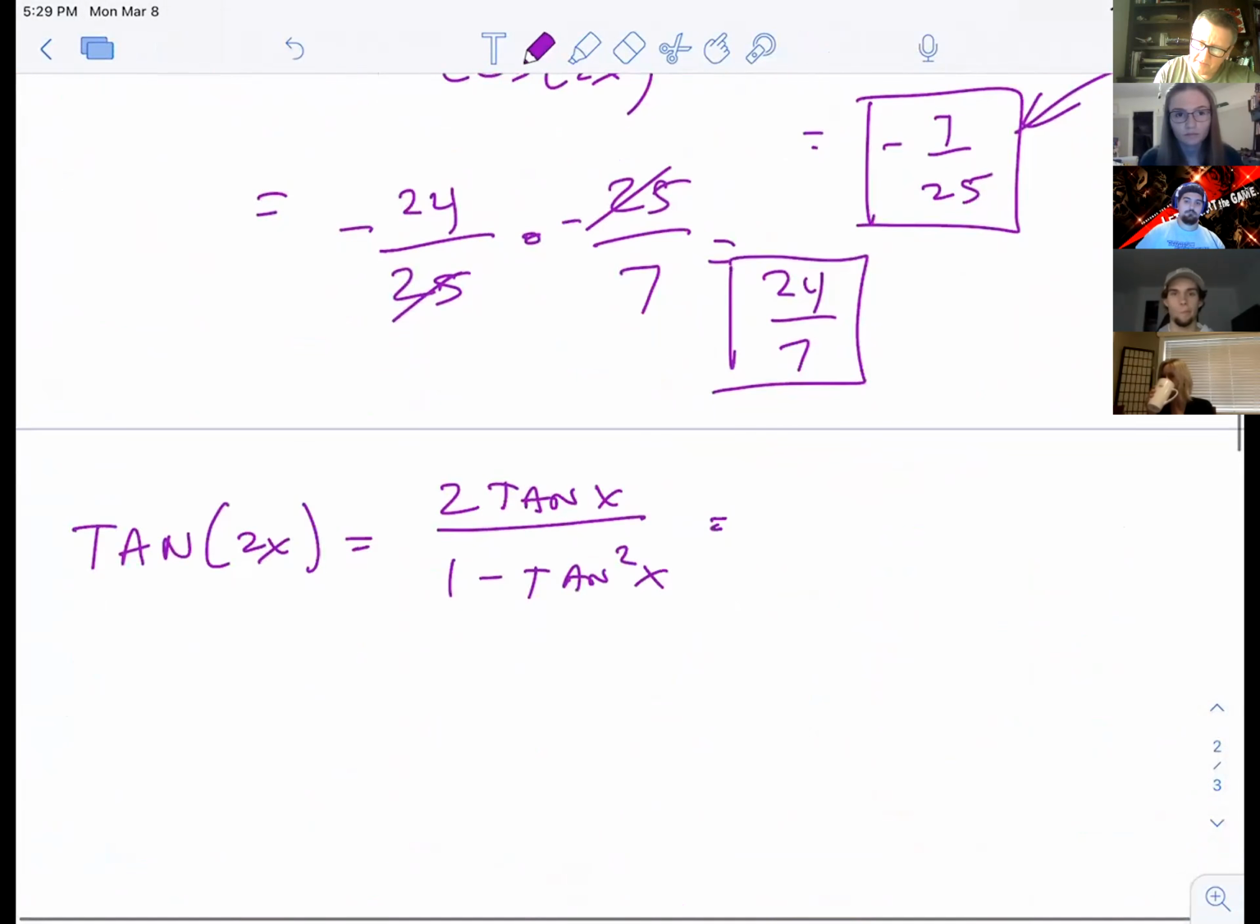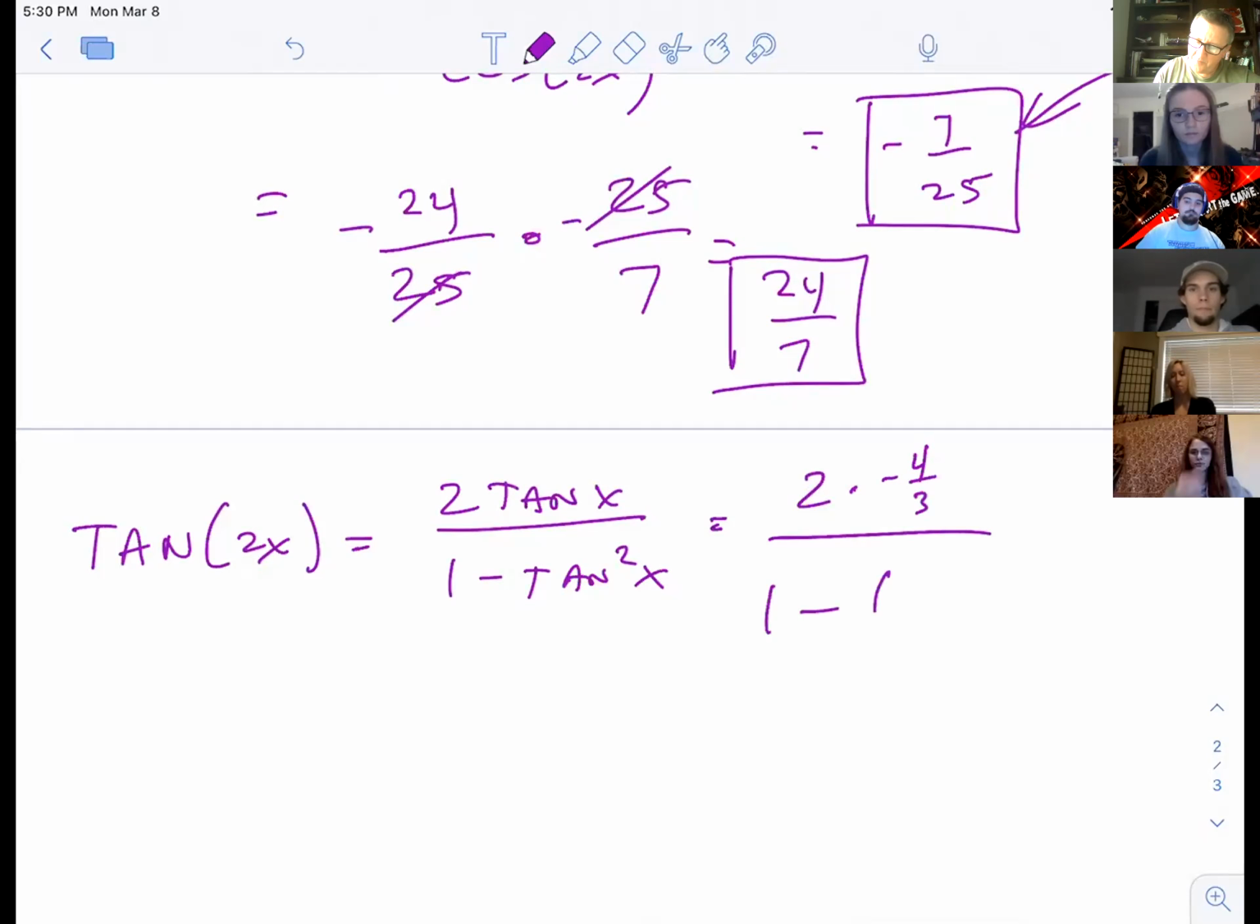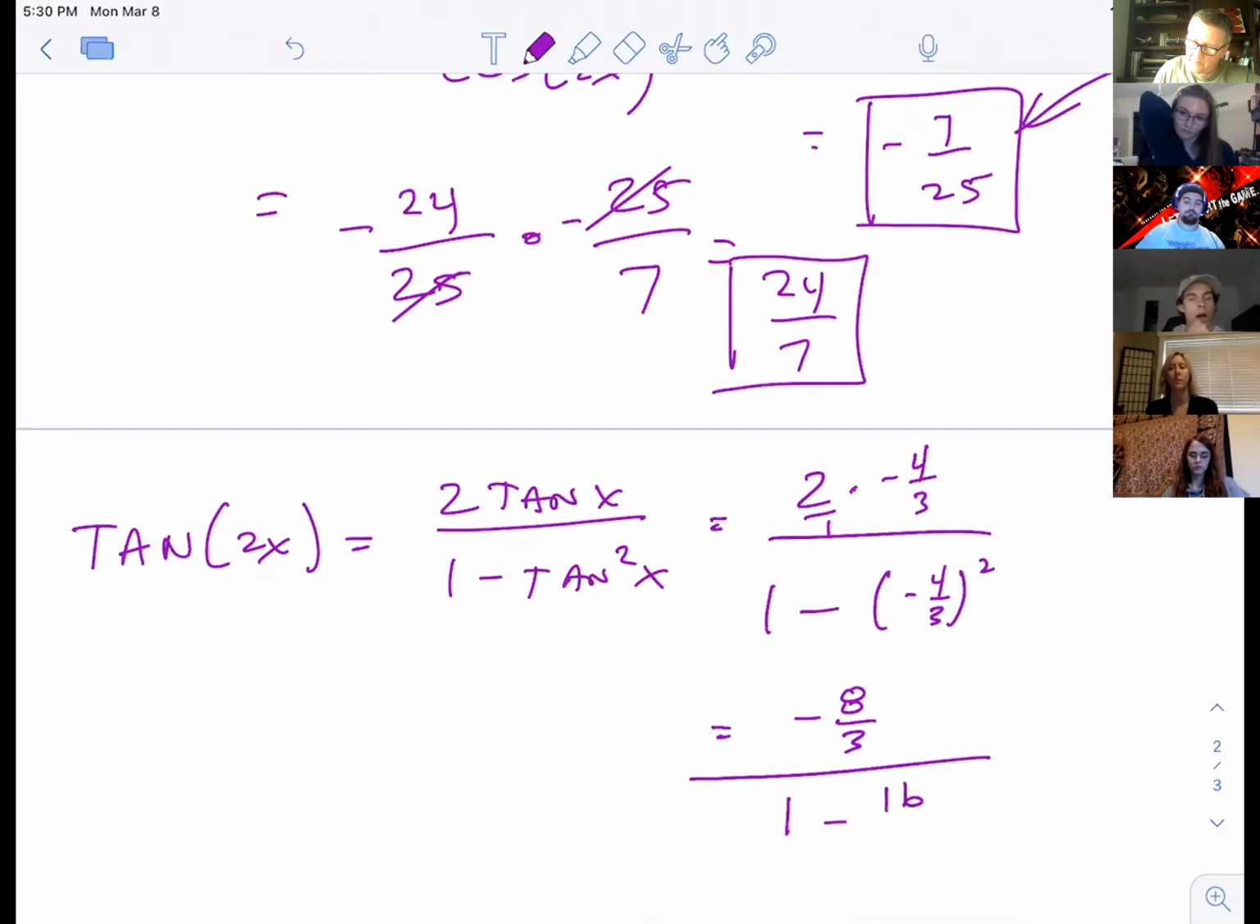So if the tangent of x is negative 4/3, then that'd be 2 times negative 4/3 on the top. And negative 4/3 squared, of course, the squared means it doesn't care whether it's positive or negative because it's going to make it positive when I square it, right? So I get negative 8/3 since you multiply fractions straight across. And you get 1 minus 16/9, 4/3 times 4/3. And let's see, that'd be negative 8/3 divided by, I'm sorry, 9/9 minus 16/9 would be negative 7/9, I think.